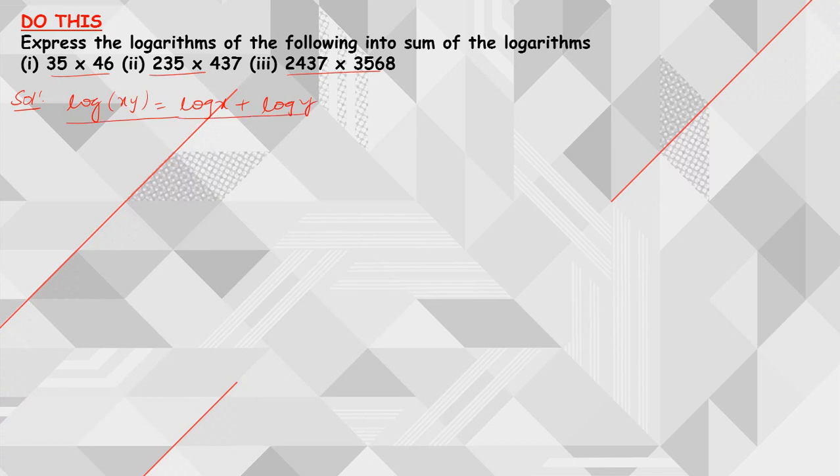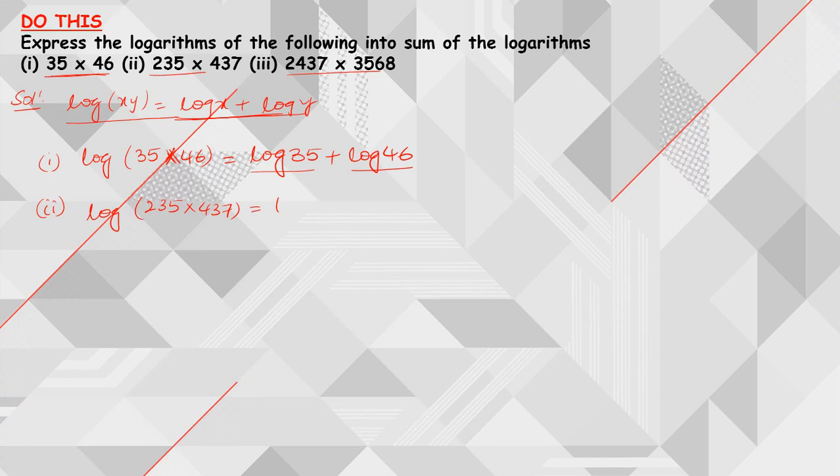So using this law, we are going to write the given product of values into a sum of logarithms. For the first one, log of 35 into 46, I can write as log of 35 plus log of 46.